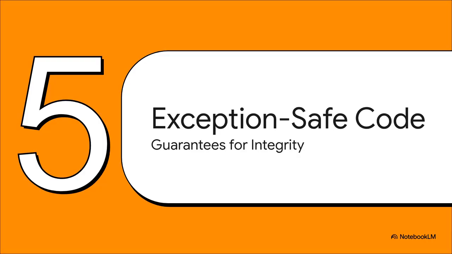Okay, now we're getting into the real heart of professional C++: exception safety. It's not enough to just catch errors. It's about making promises, or guarantees, about what state your program will be in if an error happens. The number one goal is to never, ever leave your data in a broken or corrupted state.